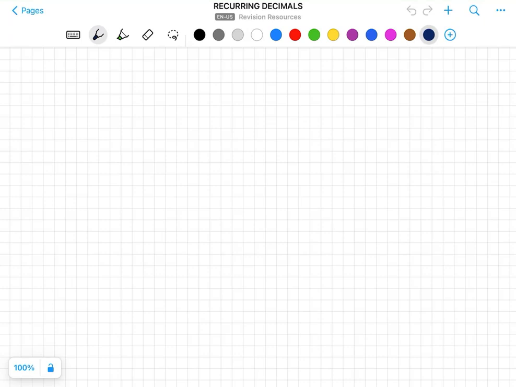Converting recurring decimals into fractions. Let's begin by trying 0.4 recurring into a fraction.